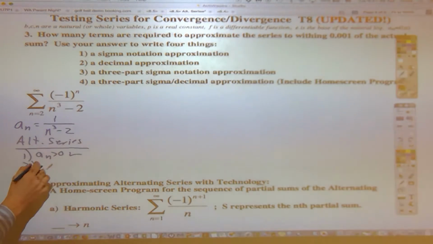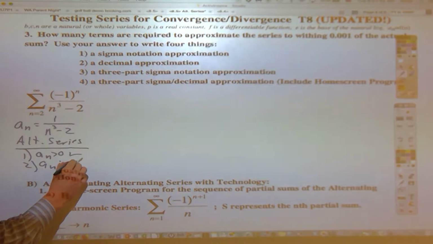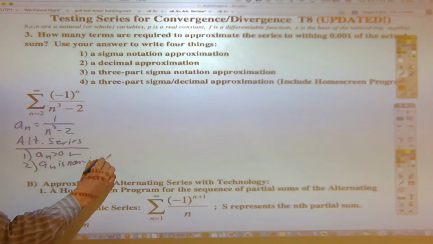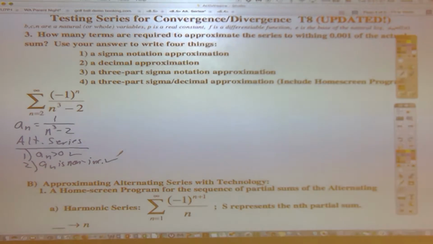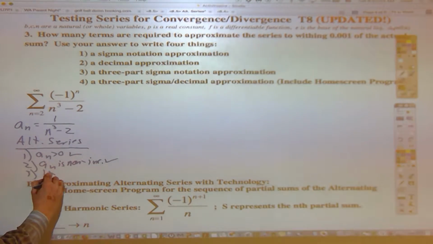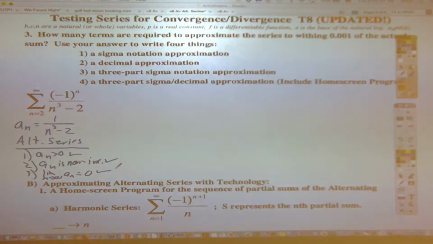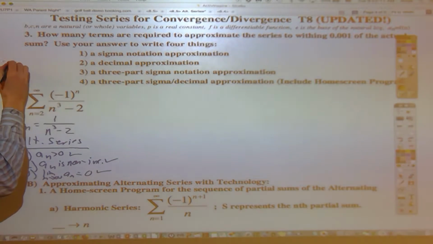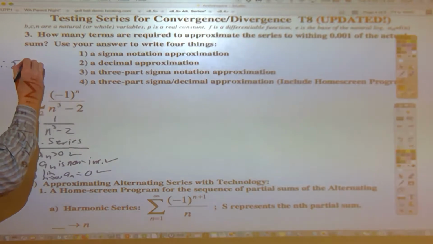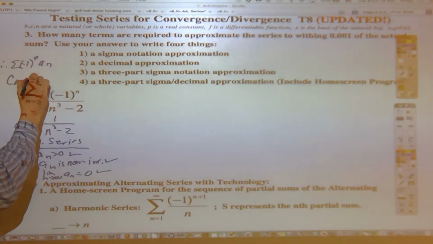Pretty darn convenient. It's not decreasing, but it's close. A sub n is non-increasing. Check. Look, the denominator keeps getting bigger. This thing is actually decreasing. And number 3, the limit as n approaches infinity of a sub n equals 0. Check. And I've run out of room here, so I'm going to wrap around to the top. Therefore, the series of (-1)^n a sub n converges.